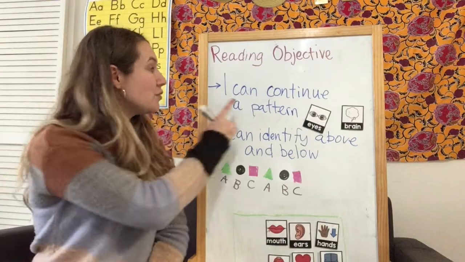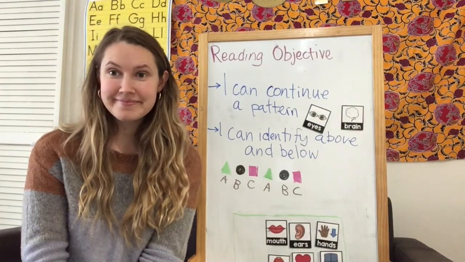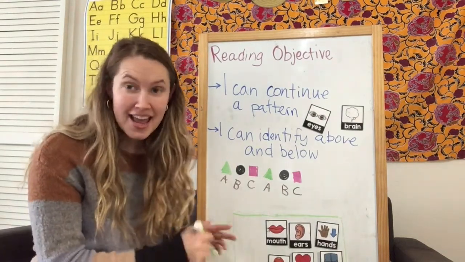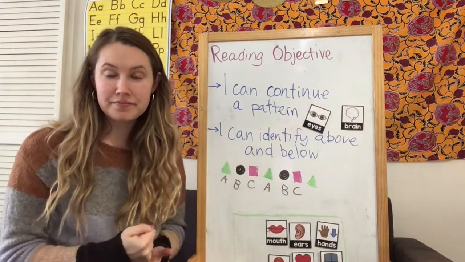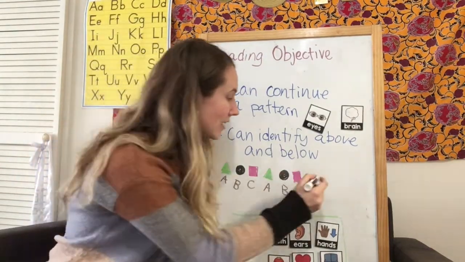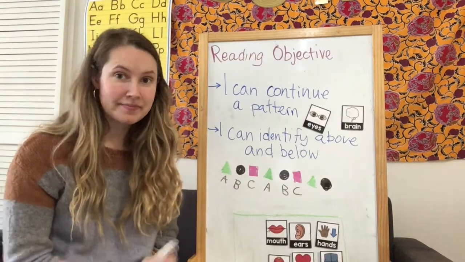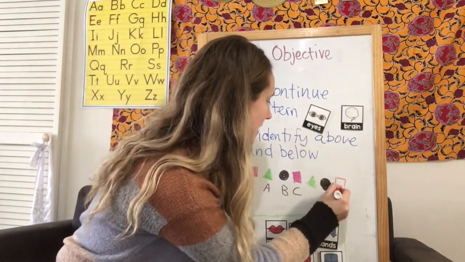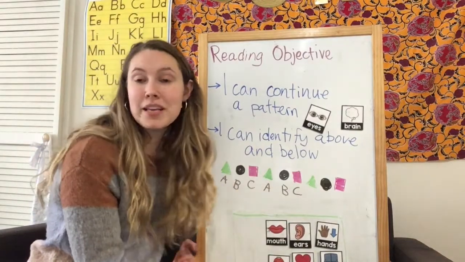Now our objective today is to continue the pattern. So if we're continuing this pattern, what is going to come next? The triangle, very good. The triangle is our A. The green triangle is going to come next. What will come after our green triangle? B comes next, which is our circle, our black circle. What will come last? The C, the pink square. The pink square is the C and it will come last. So that was us continuing our pattern. We saw a pattern and then we continued it.